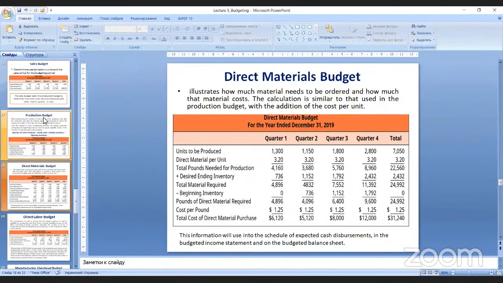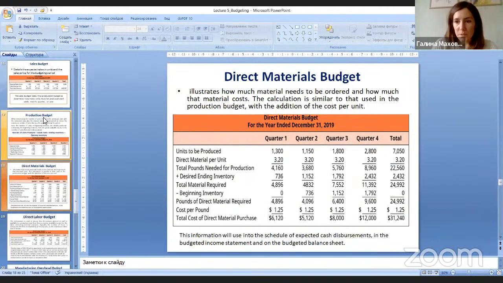Next, the direct materials budget. We need to define how many materials we need to provide production of the product and how much it will cost. Yeah, please, question.